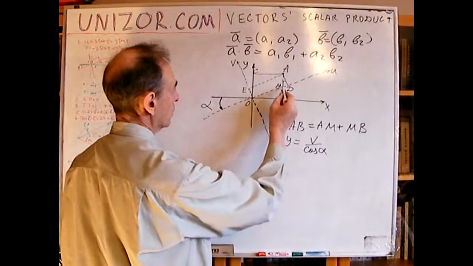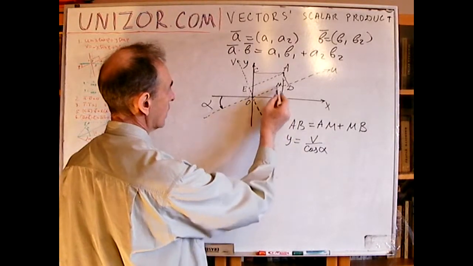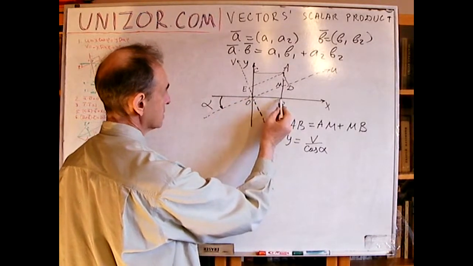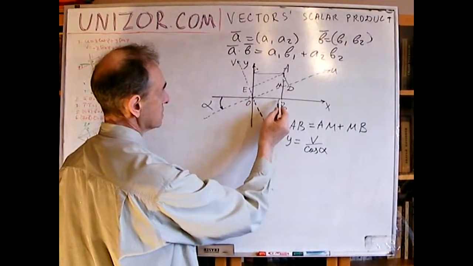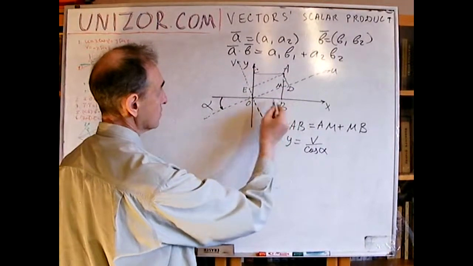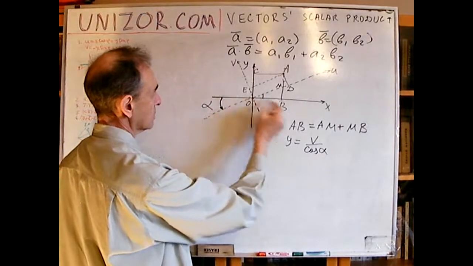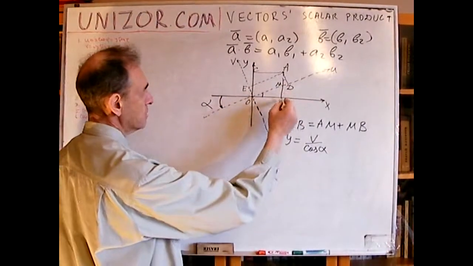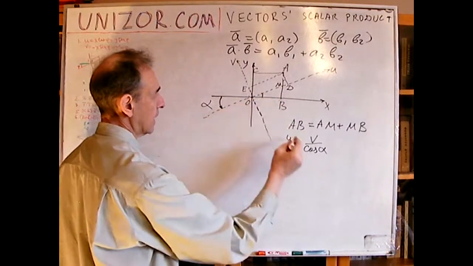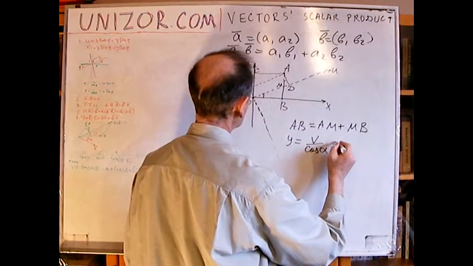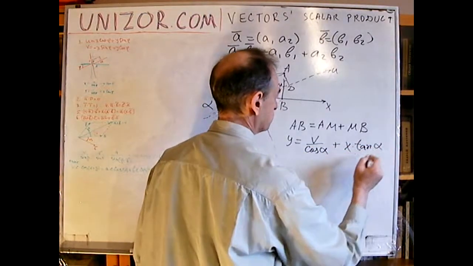Okay, now what is MB? MB is a cathetus in the triangle ONB. OB is another cathetus. I know that OB is equal to, this is the abscissa of A in the old system, which is X. And this is also the same angle alpha, right? They're vertical angles. So MB is equal to X divided by tangent. No, multiplied by tangent, sorry. X multiplied by tangent alpha.